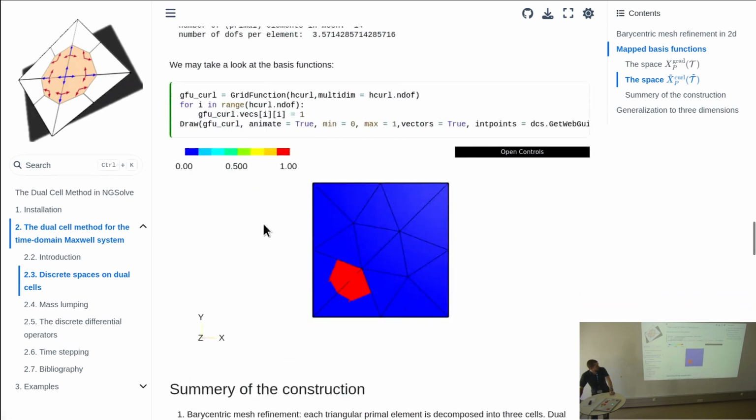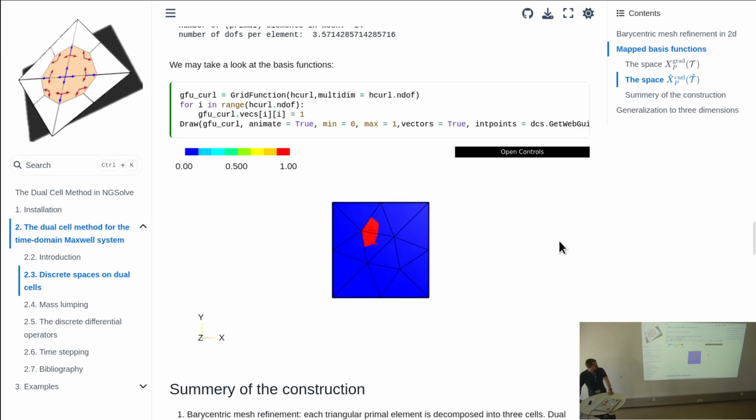Again, we can look at these basis functions. Here I picked the lowest order space, but we can nicely see the support of these basis functions, which respects again our dual elements. So the support of each of these basis functions is purely in one dual element.